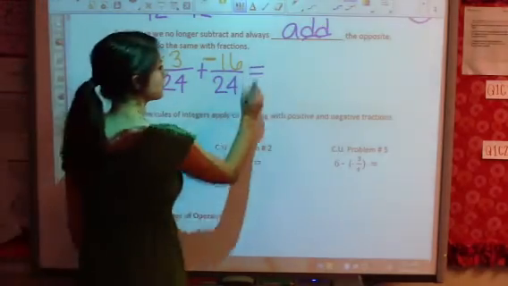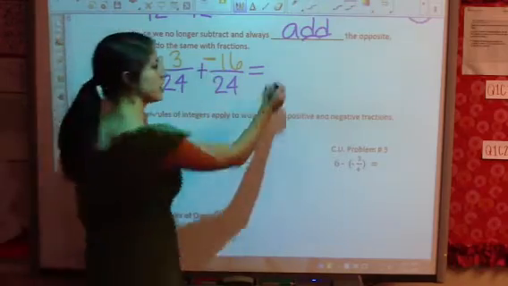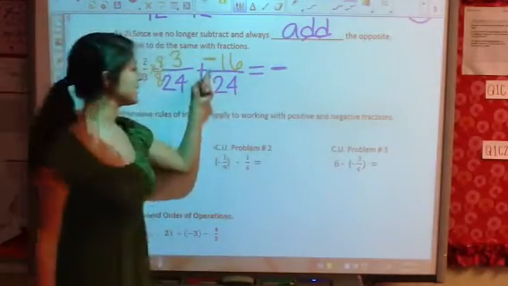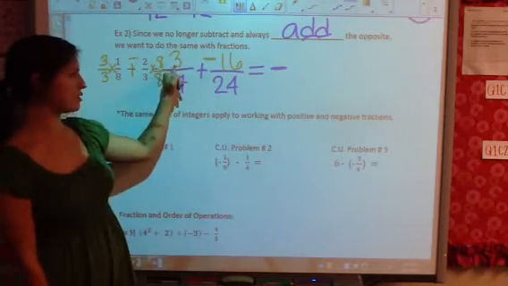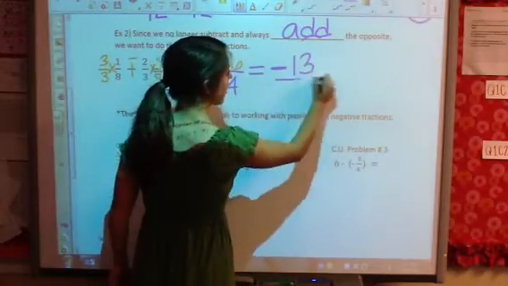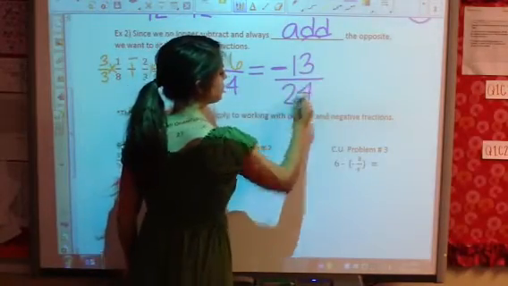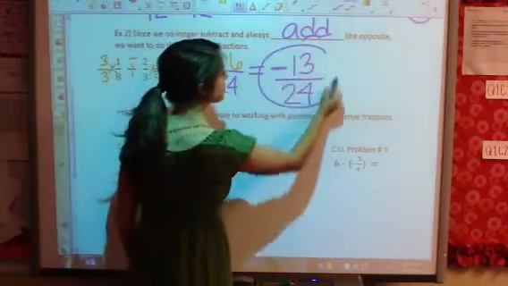This equals, now remember when you add integers, you take the sign of the number with the larger absolute value, so it's going to be negative. And if I have 16 holes in the sand and 3 piles, I'm going to fill 3 of those holes, but I still have 13 holes left. And so that's -13 24ths, and that is in simplest form. Alright, so that's our answer.